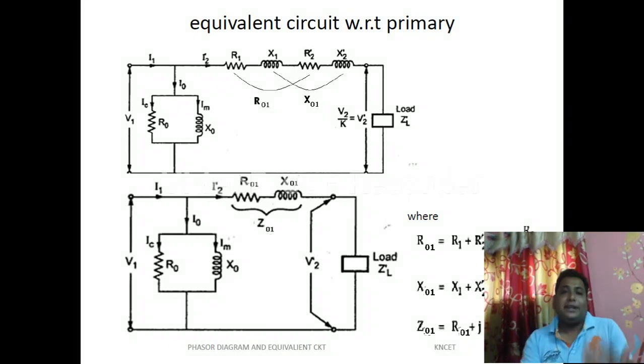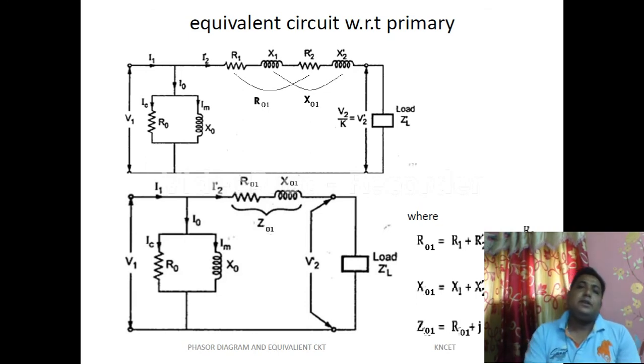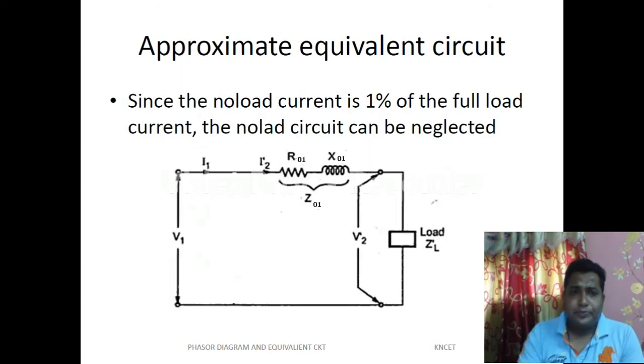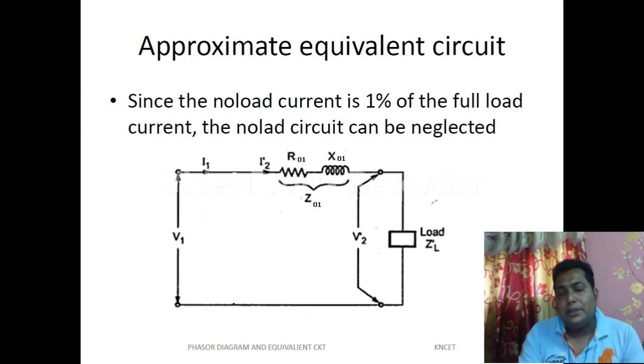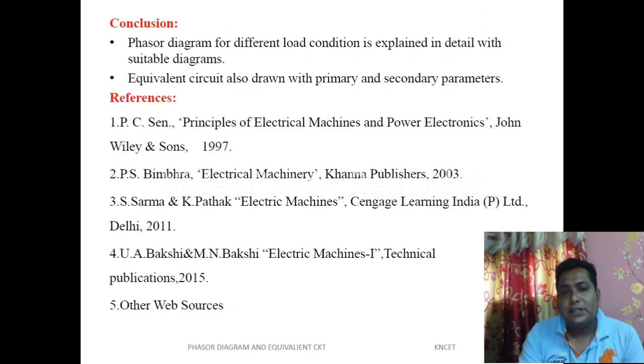So when we are referring, all the series components are going to be added, all the resistances are going to be added, all the reactances are going to be added. In this way we can simplify the whole circuit, or we can find the equivalent impedance of the circuit. See, at the end, this is the approximate equivalent circuit to calculate different mathematical quantities. So this is the method we can apply for the simplification of the circuit.